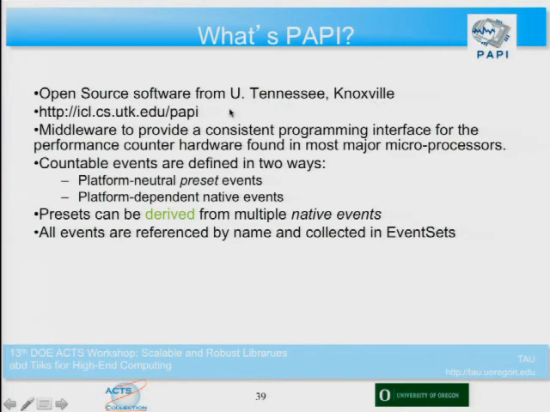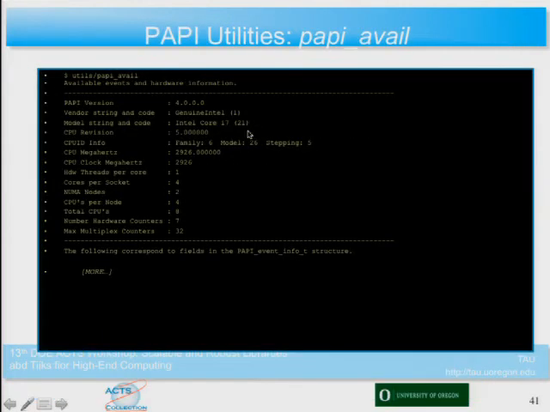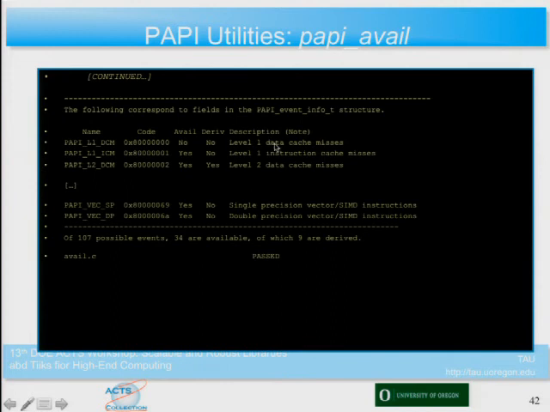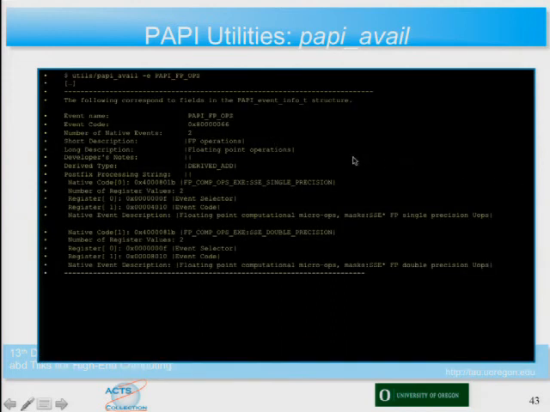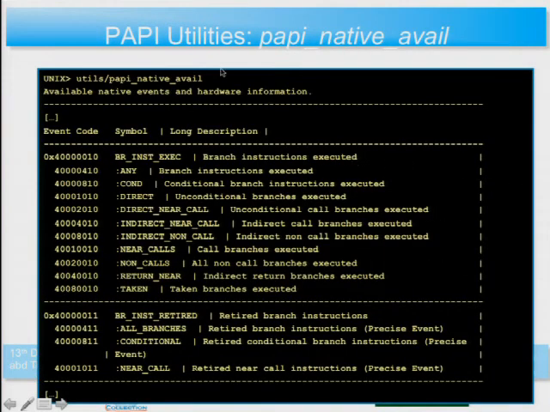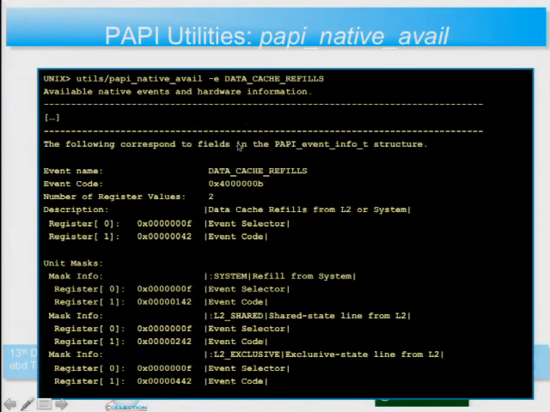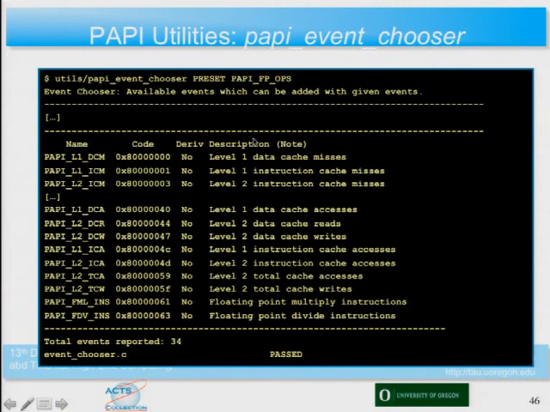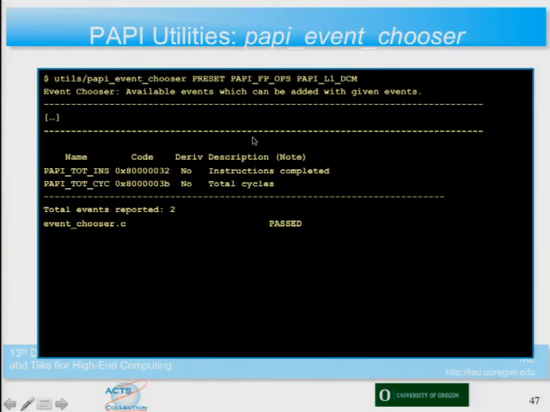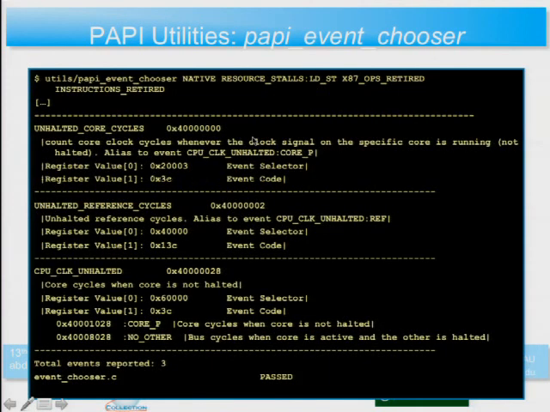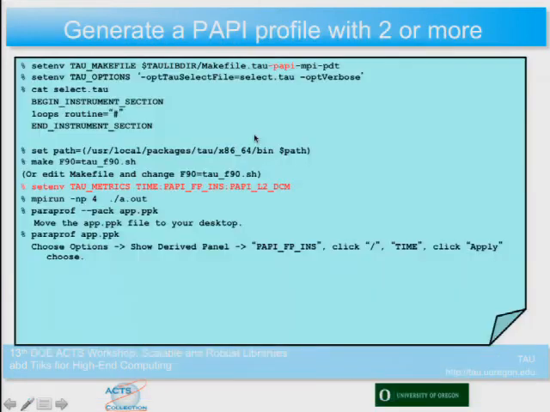Here's the PAPI web page. And you can choose various hardware performance counters. Okay, you can see which events are available through PAPI. Here are some examples where I can see what comprises an event, what events I can choose together, and so on, and which events are available on this processor. There are utilities for choosing the events appropriately and choosing a particular configuration.